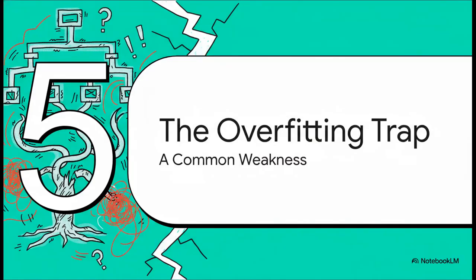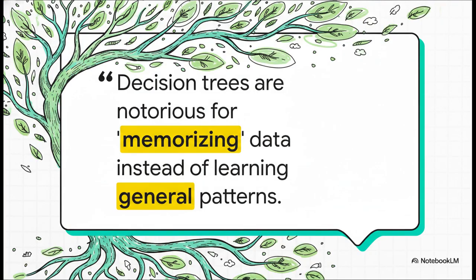Now, as powerful and intuitive as this all is, decision trees do have one major weakness we need to talk about. It's a classic problem in machine learning called the overfitting trap. This quote just nails the problem perfectly. Because the tree is so greedy, if you let it, it'll just keep splitting and splitting until every single data point from its training data is perfectly sorted. It stops learning the general rules and it starts memorizing the individual examples, including all the random noise and weird outliers.